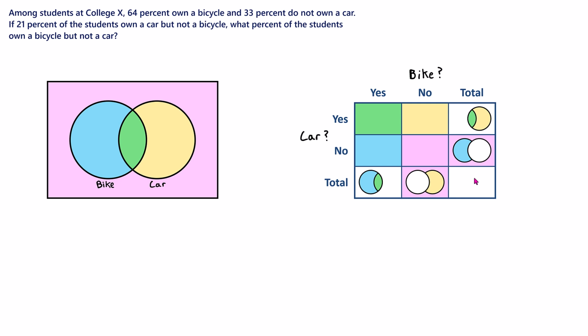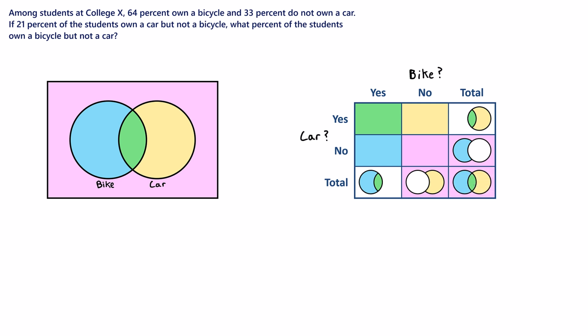Finally, this cell is the grand total. You can get it by adding across. Bike owners plus non-bike owners is everyone, or you can get it by adding down. Car owners plus non-car owners is again everyone.